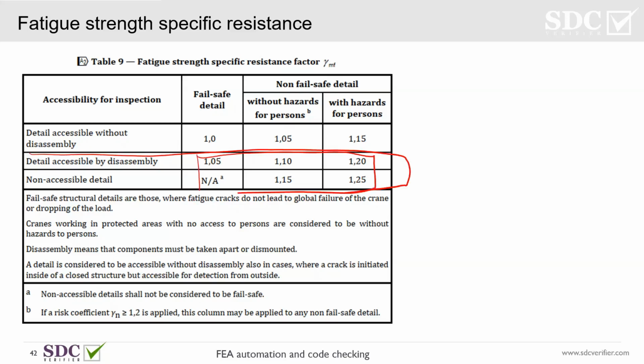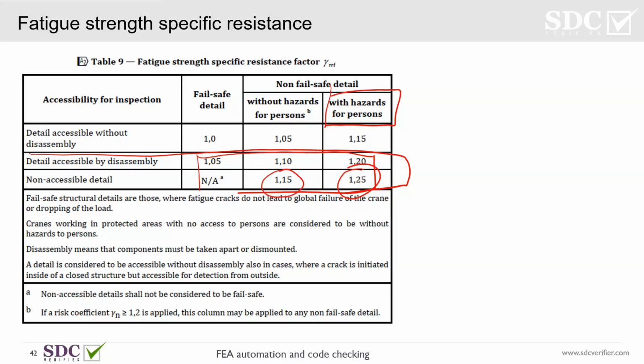And it depends on the hazard risk for persons and its accessibility. So in short, if your detail is simply non-accessible, you cannot get in, and it creates a significant hazard for persons, basically, you need to reduce your strength by 25%. Yeah, and this is 15% even if it's without hazard to persons. So basically, the idea is that this additional safety is related to the accessibility of your structure.